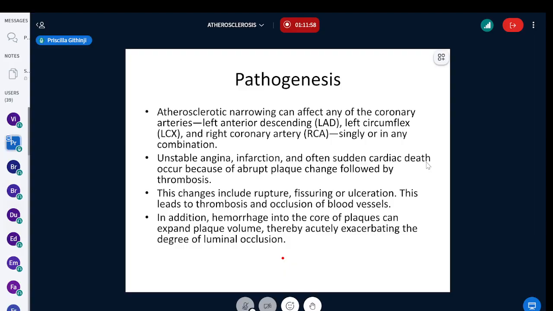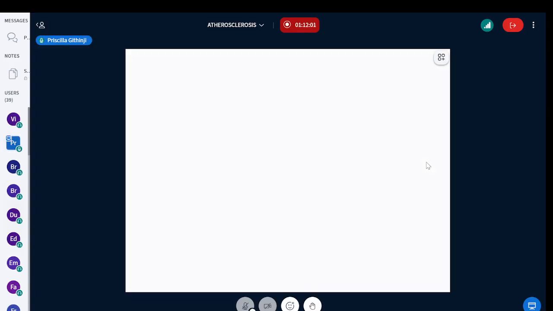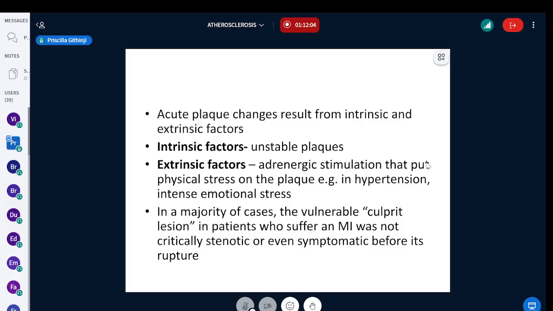We've discussed the clinically significant plaque changes. So when they occur now in the coronary circulation, they now lead to ischemic heart disease. These acute plaque changes result from intrinsic and extrinsic factors. So intrinsic factors means what is affecting the plaque that is within the blood vessel. So we said unstable plaques are usually not a good plaque to have, because by the fact that they are unstable, they easily rupture. So you can have an unstable plaque.